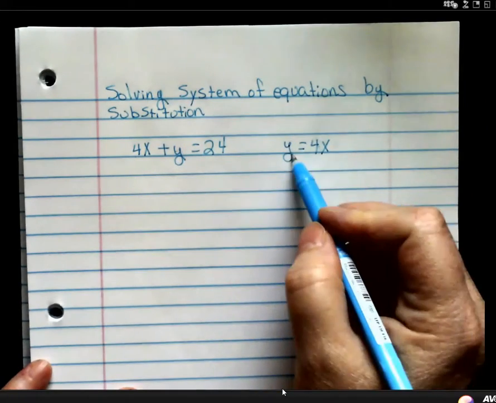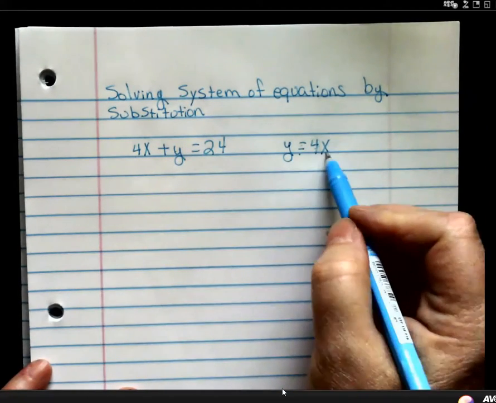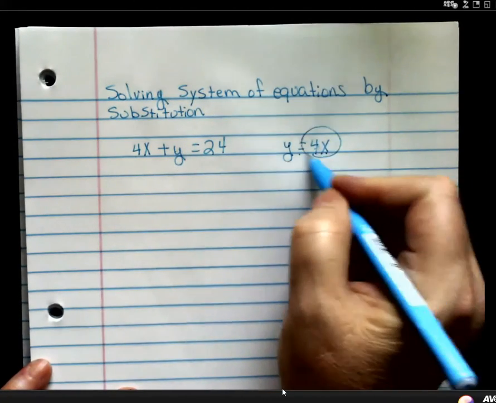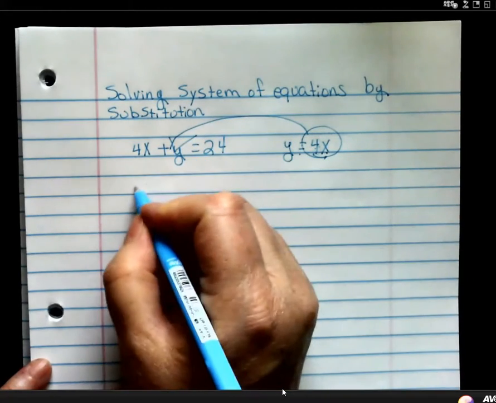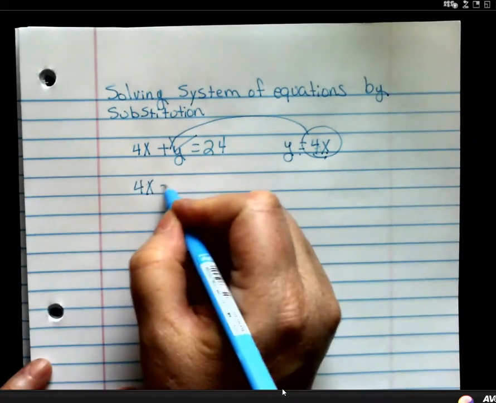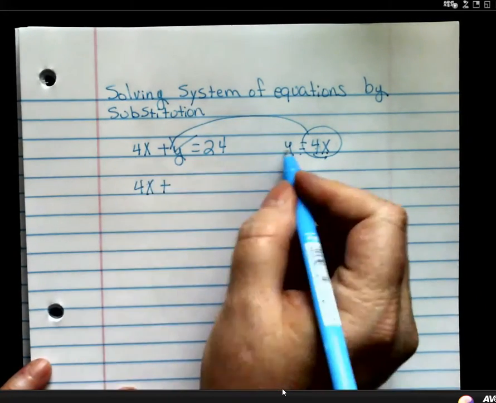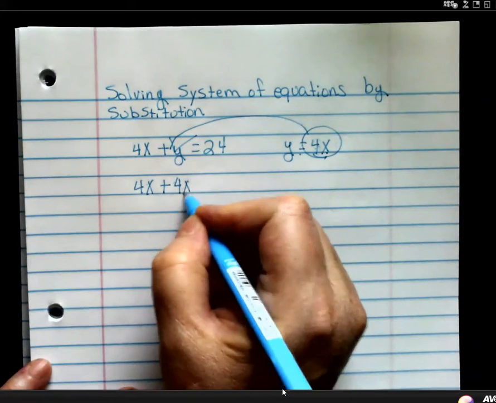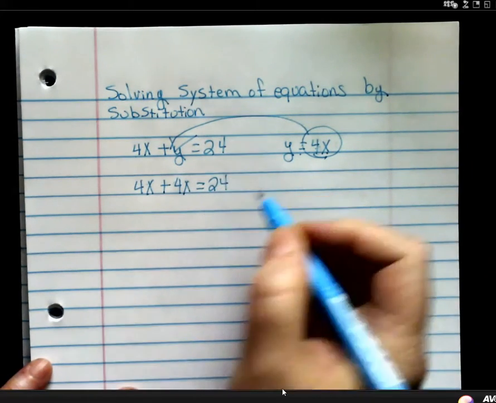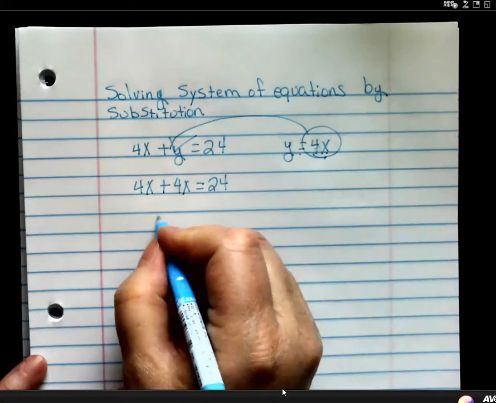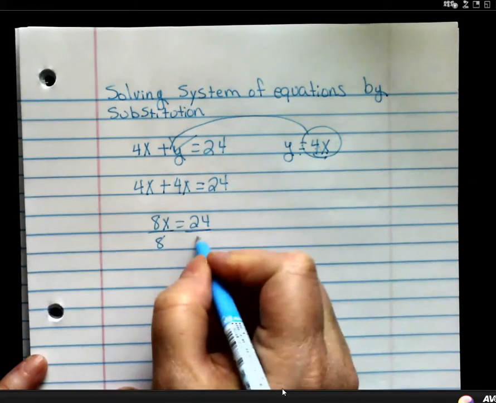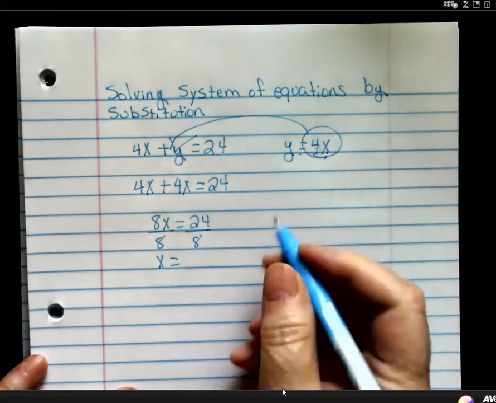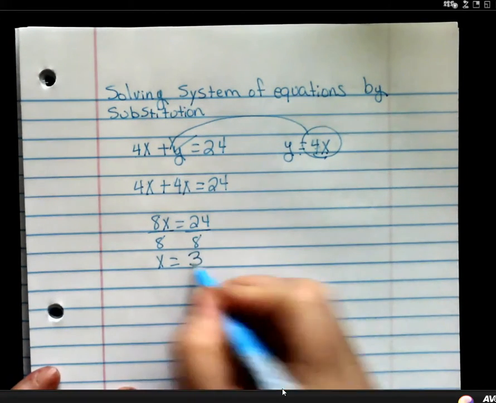So here it says y is equal to 4x. So I'm going to take that and substitute it in for this y. So that gives me 4x plus, instead of y, 4x equals 24. So 4 plus 4 is 8x equals 24. Divide by 8, x equals 3.